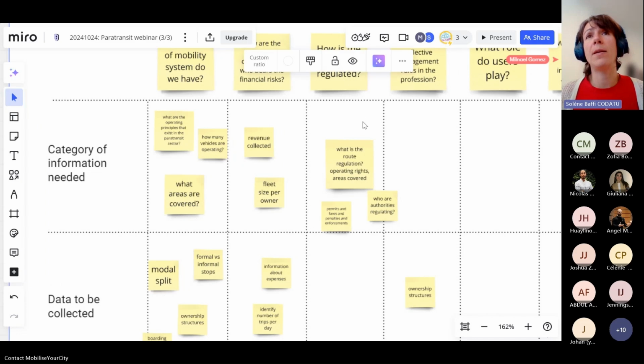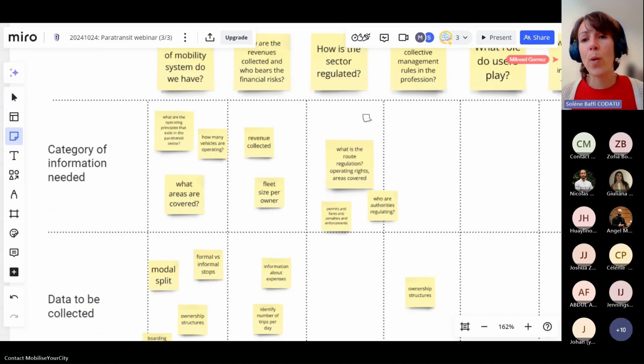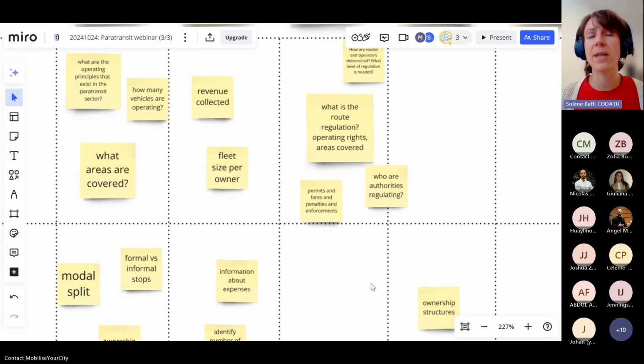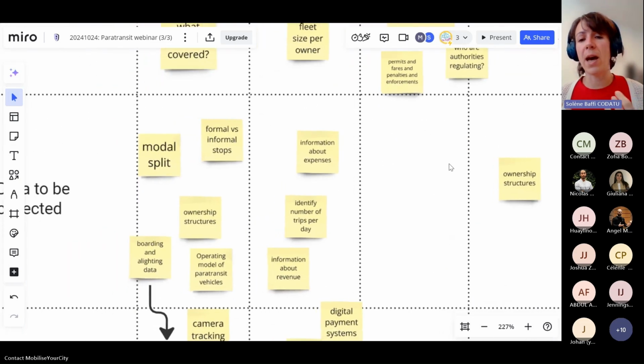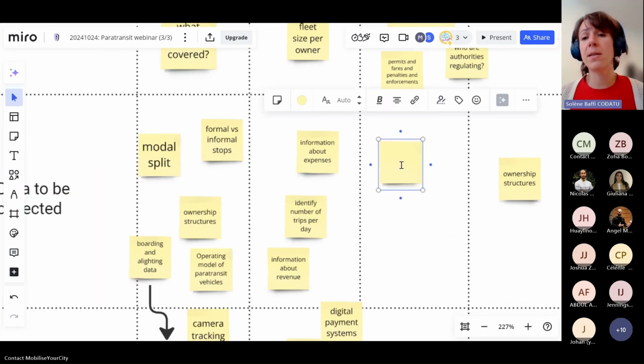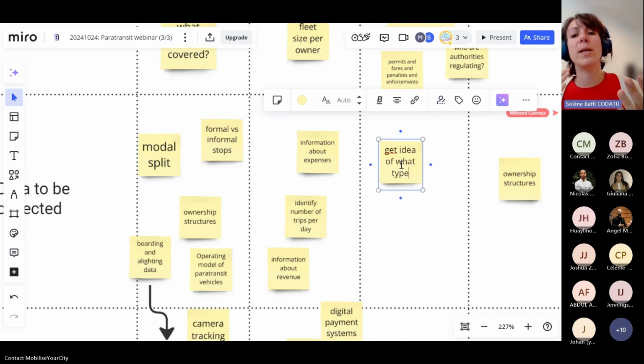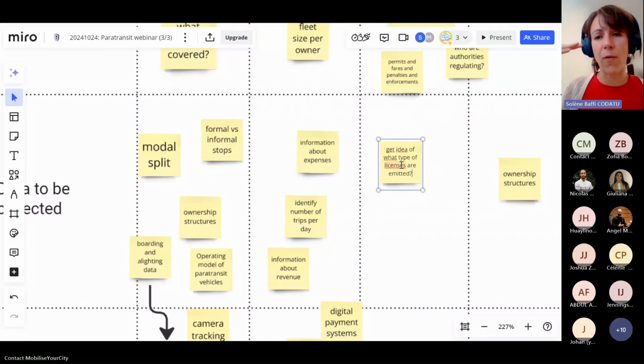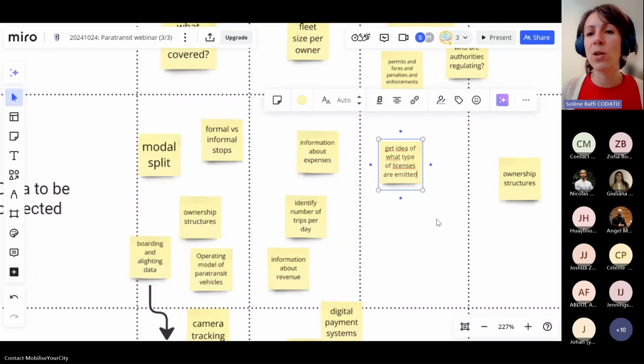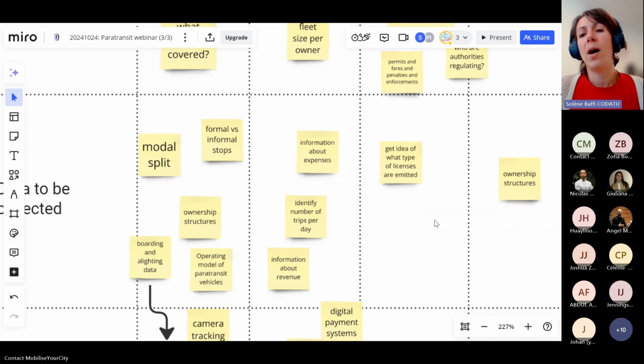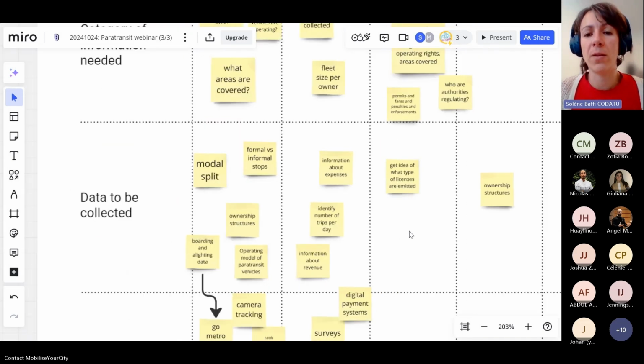In terms of data, a way to answer this question would be, for instance, to have an idea of what type of licenses are being emitted, or if there is any criteria of a number, like for instance, a fixed number of operators. We mentioned that in this fictional city, it's not the case. There are no quantitative criteria on the number of licenses emitted.